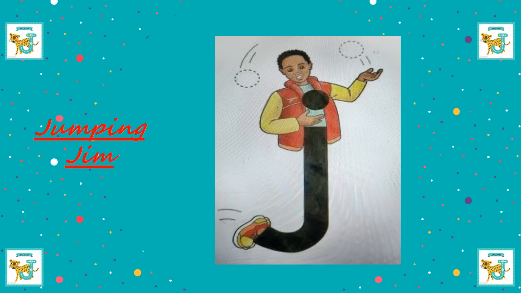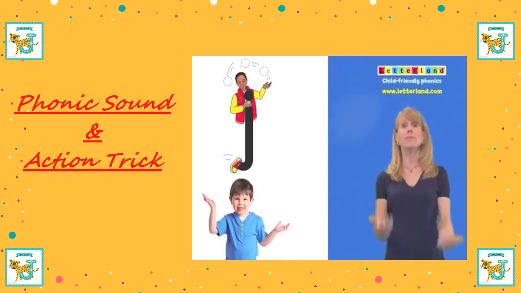Now, children, this is the literal and character friend of letter J, and it is Jumping Jim. The sound that letter J makes is J. The phonic sound, as I told before, for letter J is J. And the action trick for letter J is pretend to juggle an imaginary set of balls.